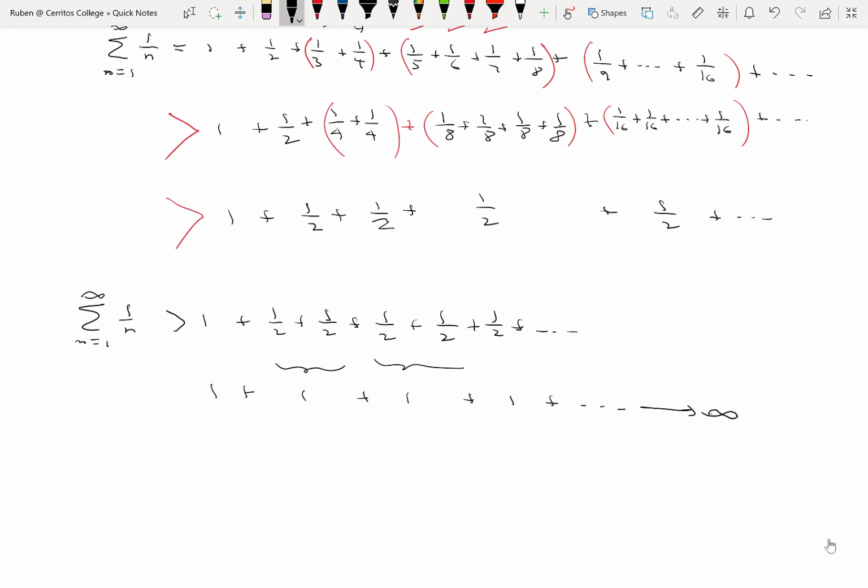the series blows up. So the sum 1 over n is bigger than a series that goes to infinity. So it's dragged up there too. So the sum 1 over n must also approach infinity. Since it's greater than a series that approaches infinity, it must be dragged up there too. That is, the sum 1 over n diverges. This is an extremely important series for us.